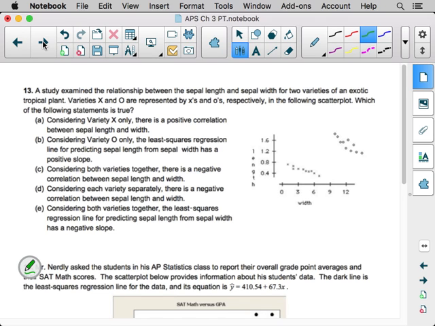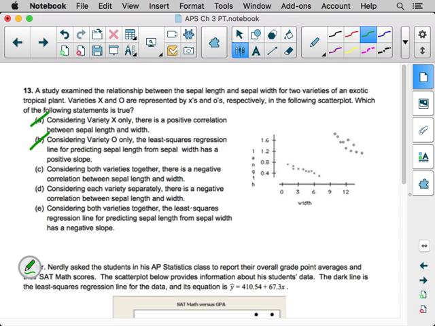A study examined the relationship between the sepal length and sepal width for two varieties of exotic tropical plants. Varieties X and O are represented by X's and O's, respectively, in the following scatter plot. Which of the following statements is true? All right. Considering variety X only, there is a positive correlation between sepal length and sepal width. Well, if we're looking only at X's, is that positive? No, that's negative. Considering O only, the least squares regression line has a positive slope. Again, if we're looking only at that, what do you notice? Negative, so that's not true.